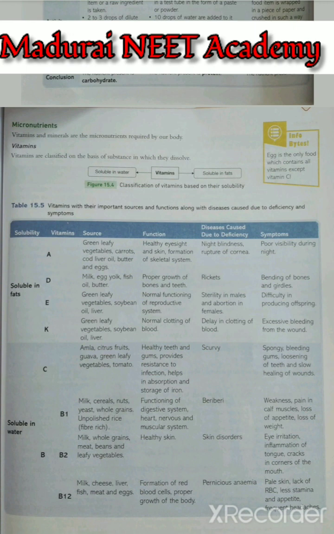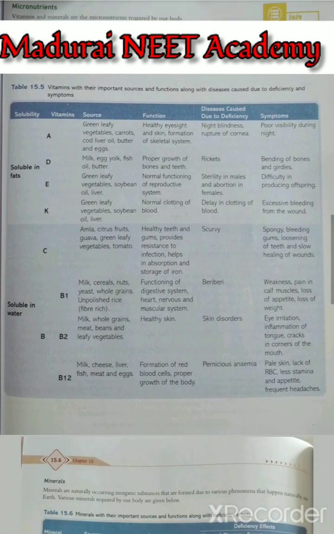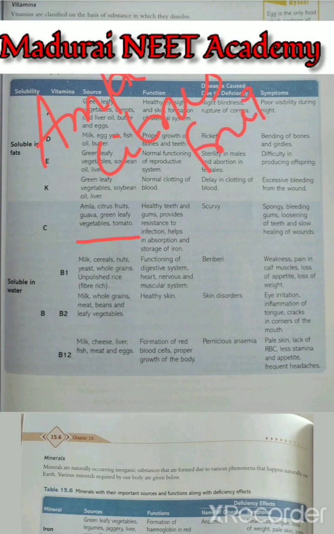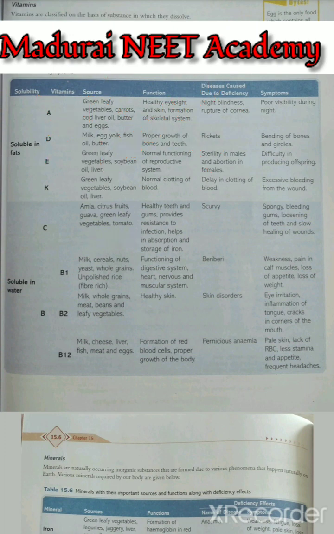Next one is the water soluble vitamin C. Vitamin C is found in various fruit sources, including amla, and mainly citrus fruits like lemon and orange, tomatoes, and green leafy vegetables. It is required for healthy teeth and gums, and also provides resistance towards various kinds of infection, and helps in absorption and storage of iron also.